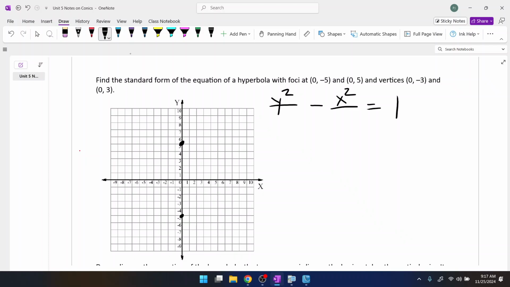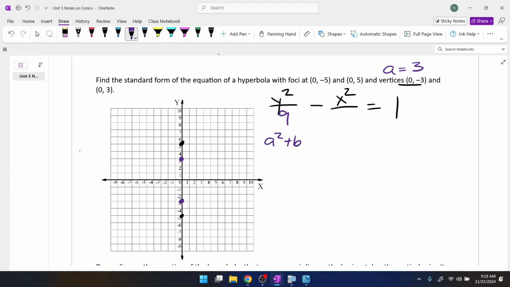So, oh no, those are the foci, I'm sorry. But still, the vertices are going to be at 0, -3 and at 0, 3. So, needless to say, the y value is still going to be positive here. What's going to go under the y? A squared, which a is going to be what? 3. So it's going to be y squared over 9 minus x squared over, well, here's the thing.